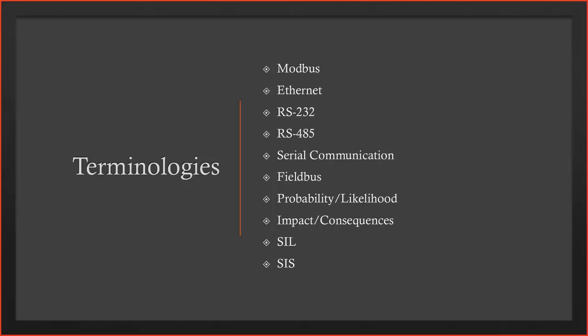Another term which is used is Modbus. Modbus is a communication protocol developed in the early 70s or 60s for communication between different devices and PLCs, or between different PLCs as well. There is Ethernet, which is commonly known. There is the RS-232 standard, recommended standard 232, which is the wiring standard, how you wire. RS-232 is used for point-to-point connection. RS-485 is used for multi-drop, multi-point connections. Serial communication is also used, sometimes referred to as Modbus communication, which was the older way and method of communication.